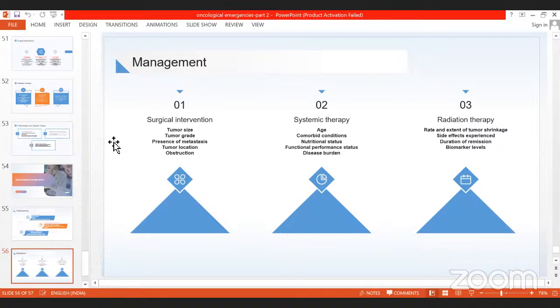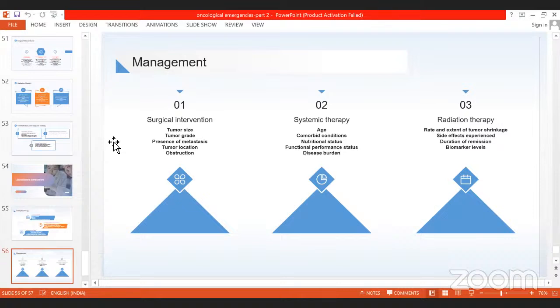based on the tumor size, grade, presence of metastasis, tumor location, and the obstruction. Whenever there is any GI obstruction present, that is based on the symptoms of the patient. If the patient is having vomiting immediately after having food, or if the patient is having severe abdominal pain, we generally go with an assessment with radiology.